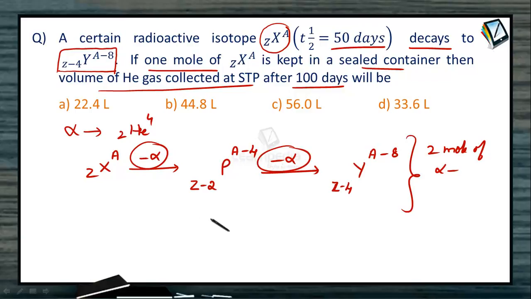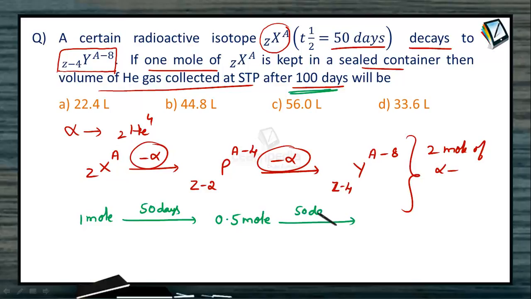Now when we come to the decay, when we start with 1 mole of the substance, as its half-life is given as 50 days, in 50 days this becomes half of the original amount, that is 0.5 mole. We need to find the volume of helium gas collected at the end of 100 days. So we take another half-life, which is the same 50 days, and now this becomes 0.25 mole. So the final amount of substance left after 100 days is 0.25 mole.